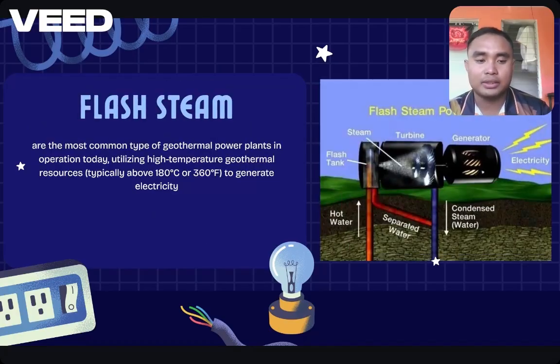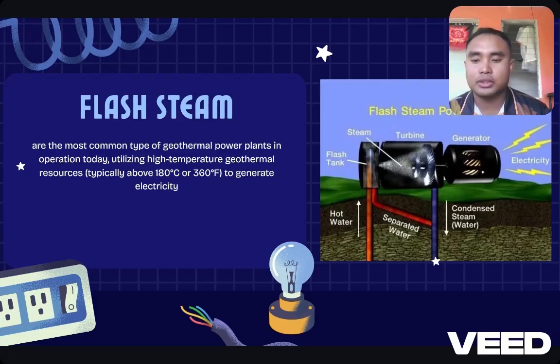And next is the flash steam. It is the most common type of geothermal power plants in operation today, utilizing high temperature geothermal resources, typically above 180 degrees Celsius or 360 degrees Fahrenheit, to generate electricity.